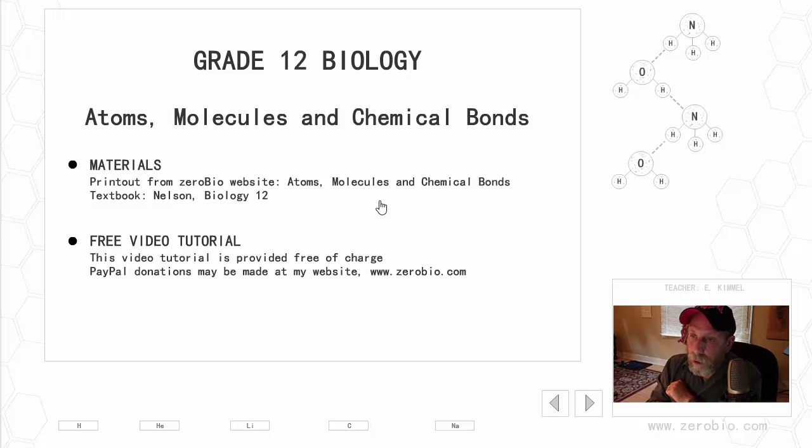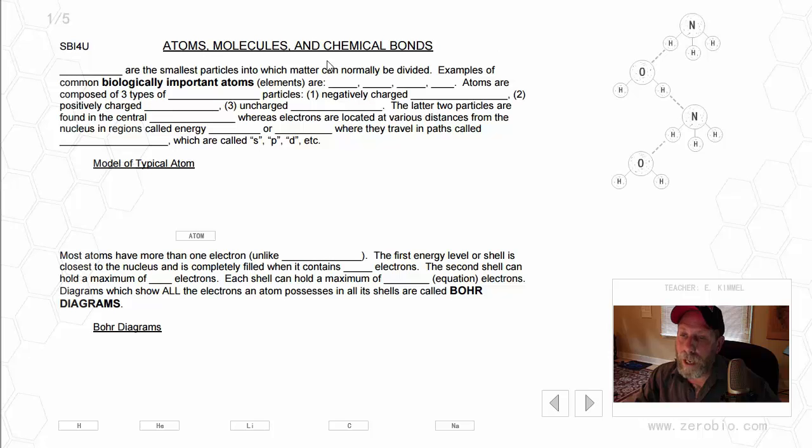Without any further ado, let's jump into atoms, molecules, chemical bonds. I'm going to assume that you have the printout. And if you do, then the first page will look something like this. Atoms, molecules, chemical bonds. The course code is SBI 4U.